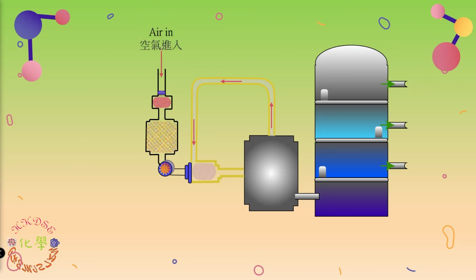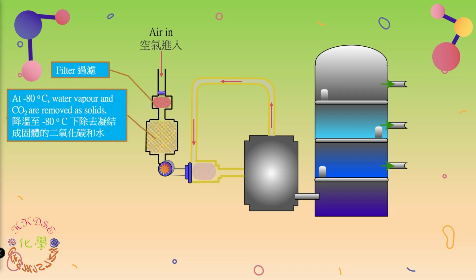One, air purification process. First, the air is filtered to remove dust, then cooled down to below -80 degrees Celsius, to remove carbon dioxide and water that condense into solids.